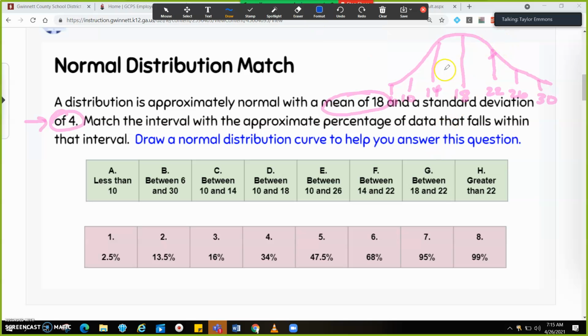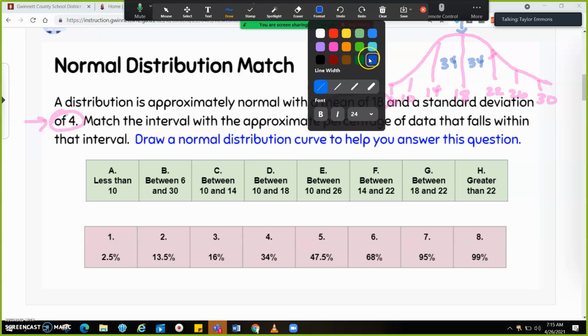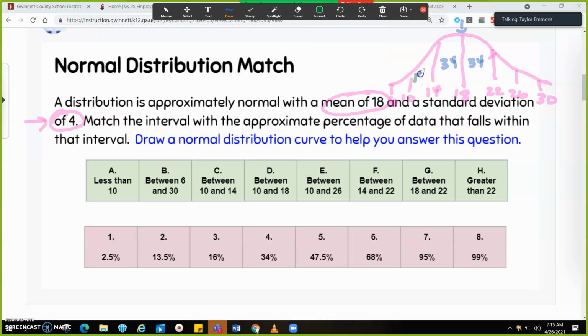And these percentages are going to be the same each time. So for instance, within one standard deviation, it's going to be 34%. One standard deviation away from the mean. So we always want to start in the middle and then move our way out. Two standard deviations away in that little section is going to be 13.5%.